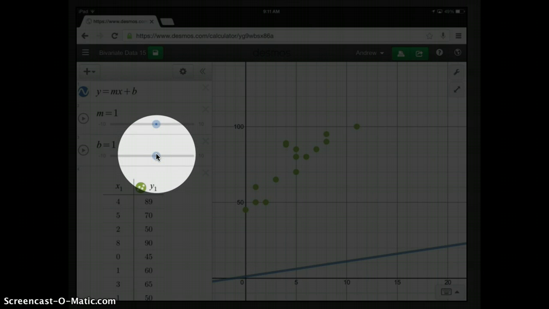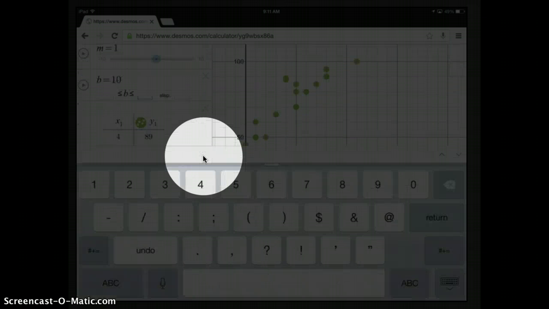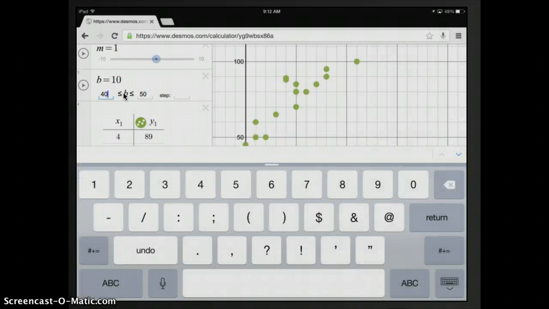So I can move my slider up closer to where it needs to go, but I notice it stops right there at 10. So if you tap on 10, you can change the range of your slider. And in this case, I'm going to put 50 because I feel like that's a good place to start. And I really don't need anything less than 40, so let's put it between 40 and 50. So you'll notice I typed that in right there. And let's see what happens here.